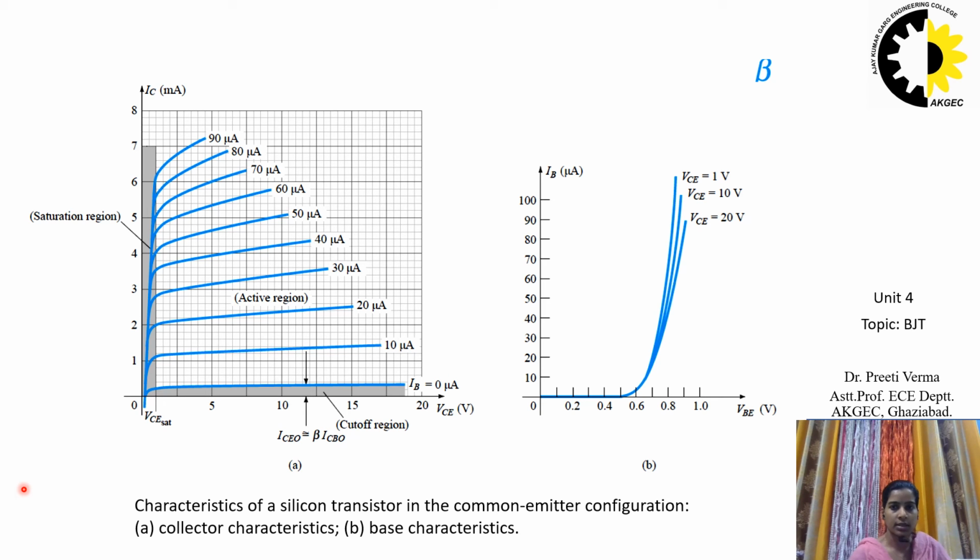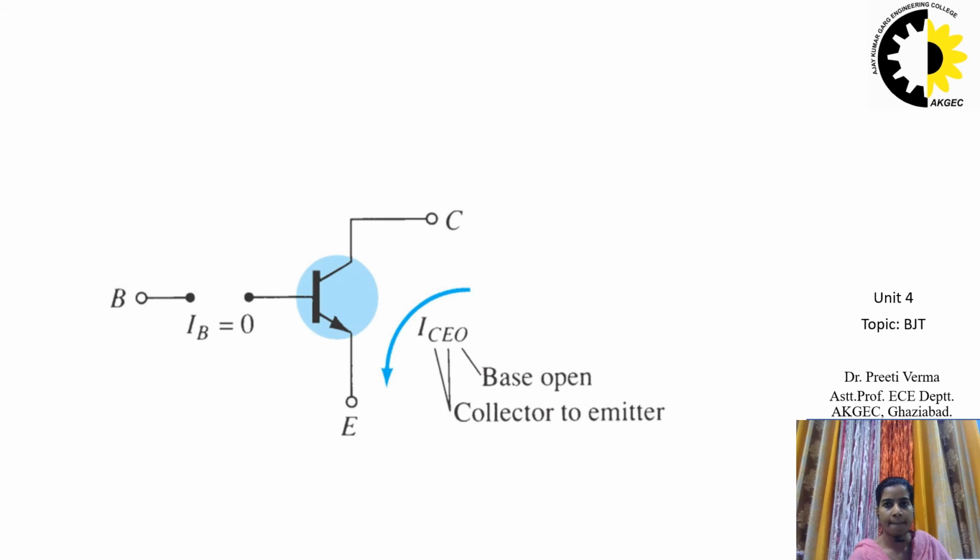So this was the collector characteristics, plotted between VCE and IC, and the base characteristics, where on the x-axis we have VBE and we have the current IB. Next we have the figure where the conditions surrounding the newly defined current are demonstrated with the assigned reference directions.